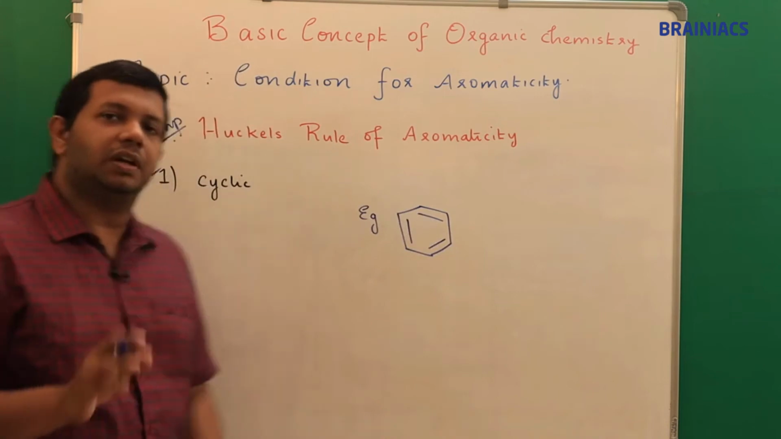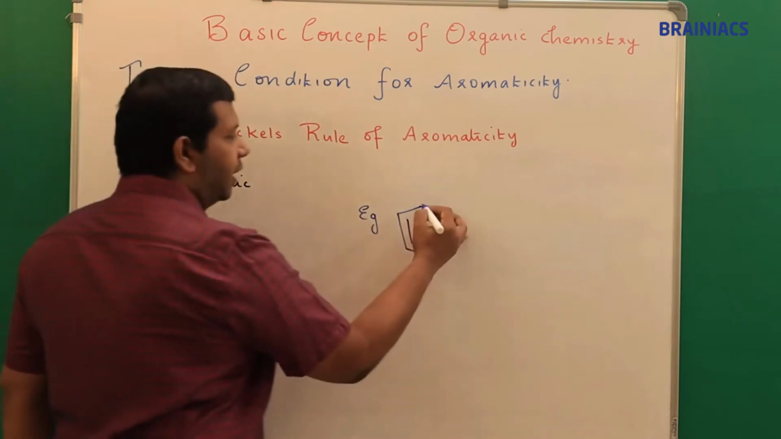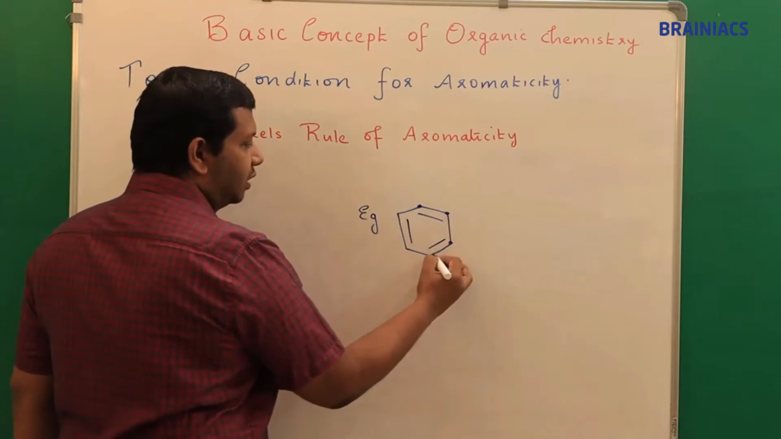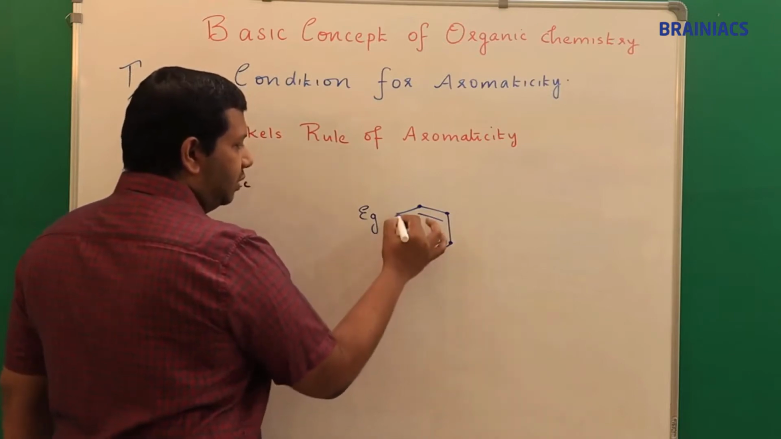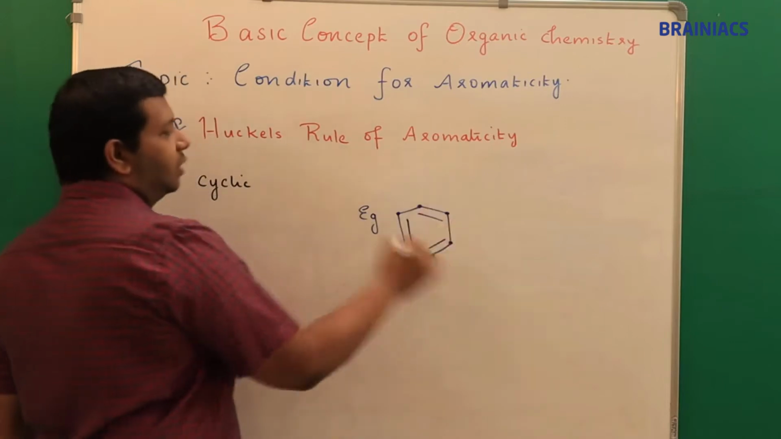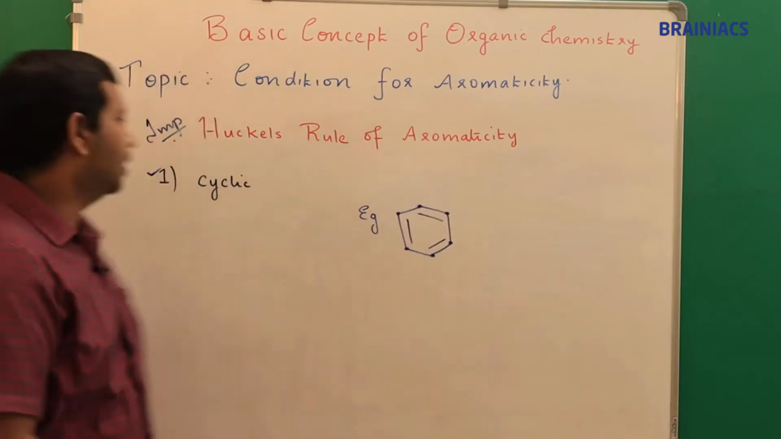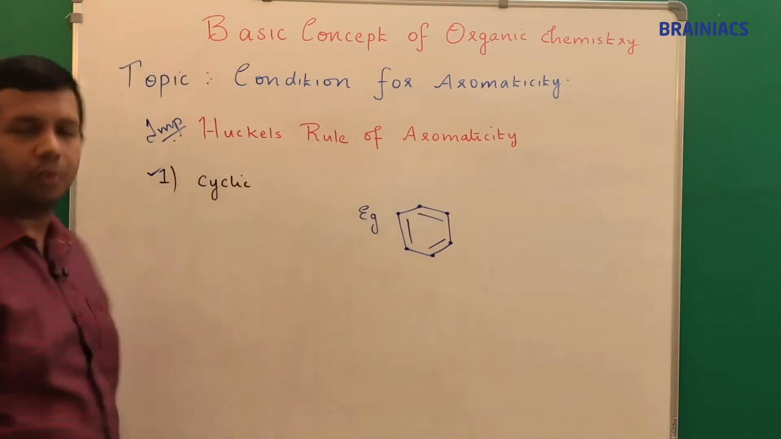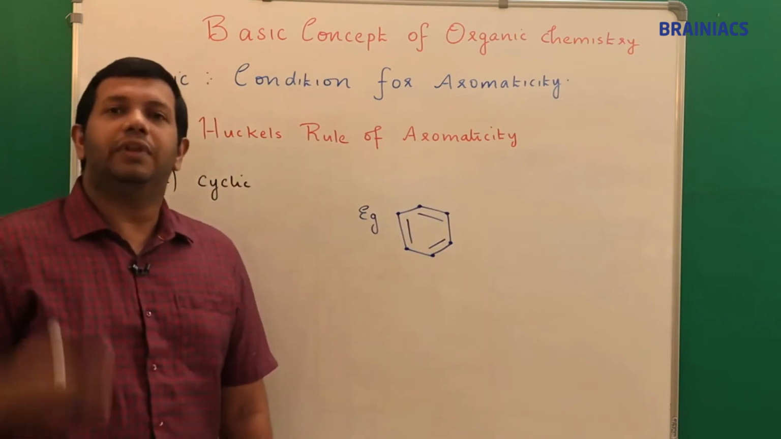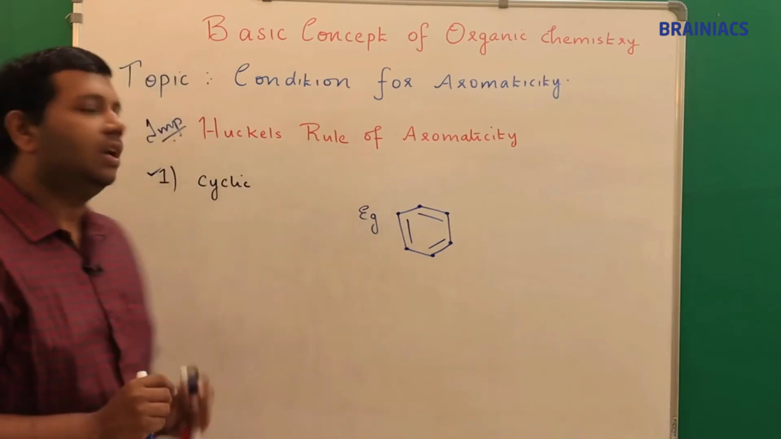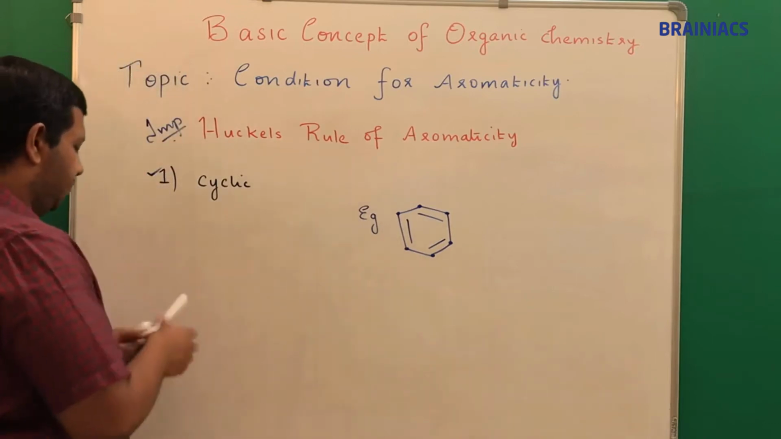Now how will you check whether it is cyclic or not? Check the carbon atoms, how they are connected. It is connected to this one, this one, this one, this one, and this is connected. So that means it is cyclic in nature. There is no openness in this compound. So I can say the first criterion is followed. Understood?